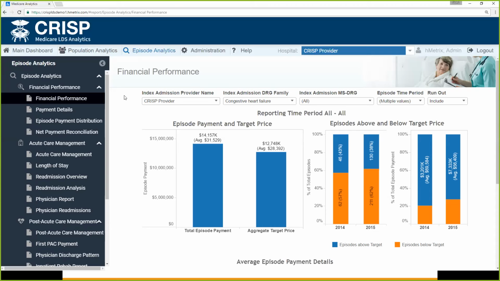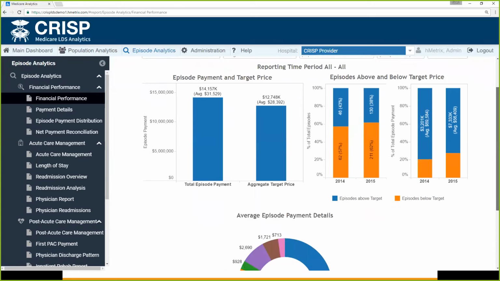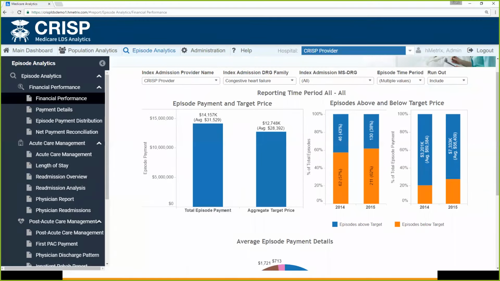Each of the sections also have a dashboard, sort of like what we're looking at right here. So this is the financial performance dashboard, for instance. As you can see, these dashboards give you just a very high snapshot of the pertinent information within that section. So in this case, we're looking at a comparison between the total episode payment versus your average target price, as well as the episodes above and below over here on the right.